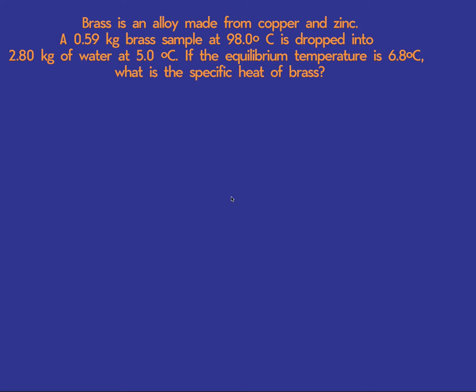The key to doing these is keeping up with all those variables. So let's write them down and we'll put them in order. All right, so we've got the mass of the brass, and that is 0.59 kilograms. I'm going to write brass up here just so I can keep these straight, because that is where it gets confusing. Water. I've got mass of water that's equal to 2.8 kilograms.